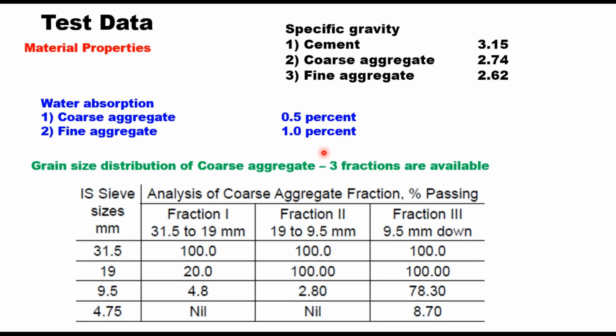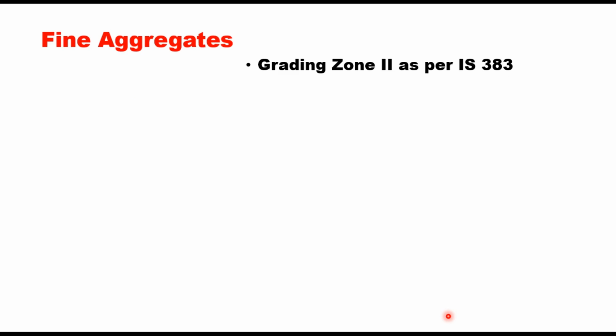The grain size distribution of coarse aggregate, let us assume that three fractions are available at site: fraction 1, fraction 2, fraction 3. Fraction 1 is from 31.5 to 19 millimeter, fraction 2 is 19 to 9.5, and then down. These are the aggregates which are available at site in the form of coarse aggregate. You have to mix them in some proportion to get the desired grading. Fine aggregate, grading zone 2 as per IS 383.